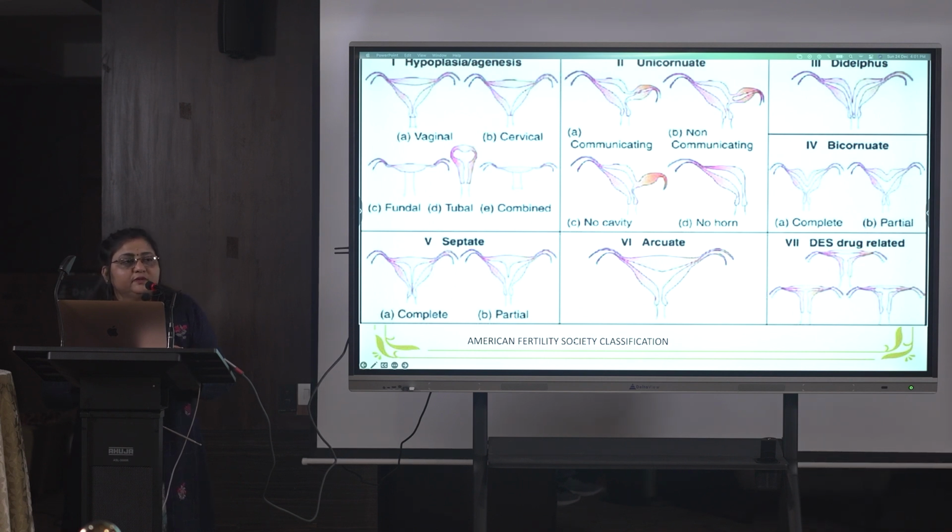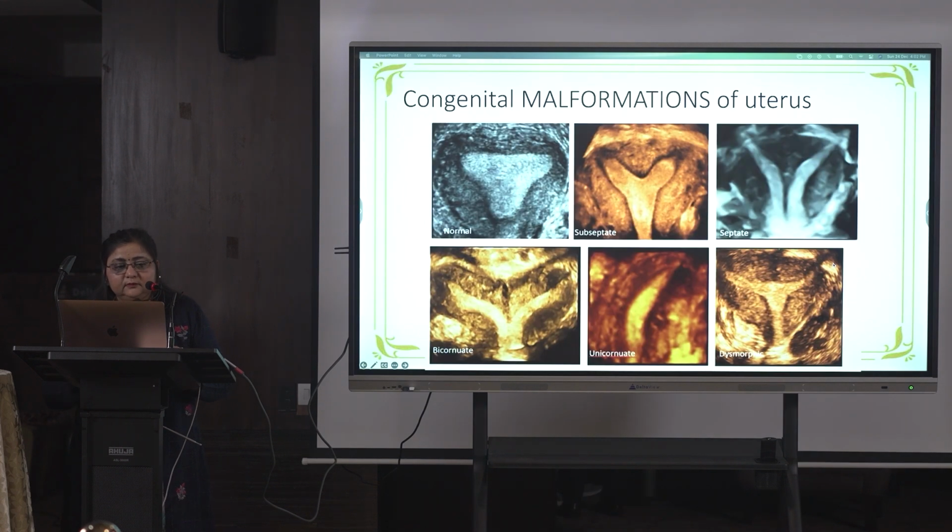So the first classification was given by the American Fertility Society, and it was like hypoplasia or agenesis of uterus, unicornuate uterus second, then third is didelphys, fourth is bicornuate, fifth was septate, then arcuate, and then seventh was the DES drug-related or T-shaped uterus. So these are the congenital malformations of the uterus we see in common practice. Like this is a normal uterus with a nice triangular endometrium, and this is a subseptate uterus. This is a septate uterus. This is a bicornuate uterus, unicornuate uterus, and this is a dysmorphic uterus or a T-shaped uterus.